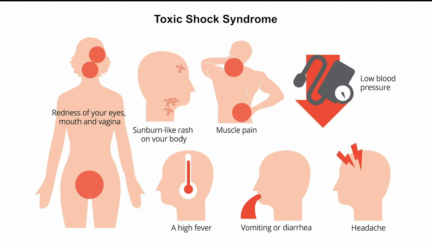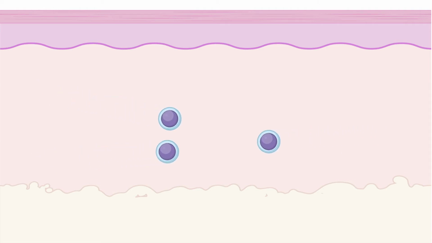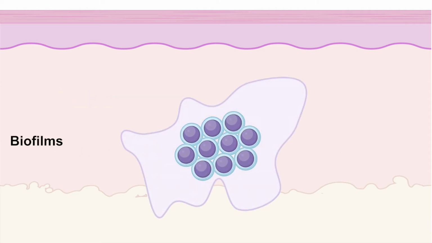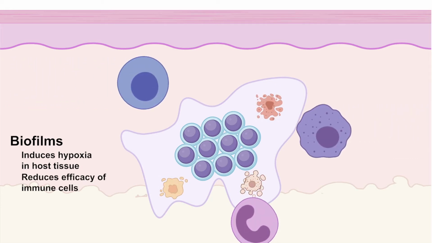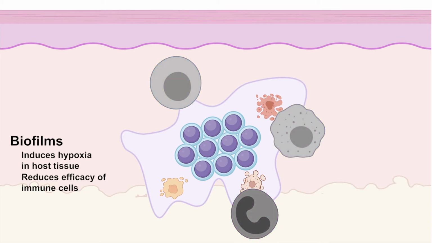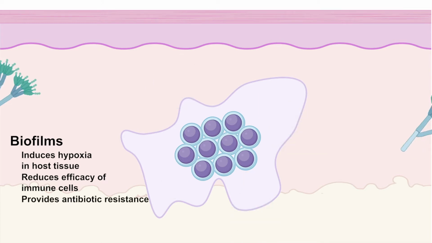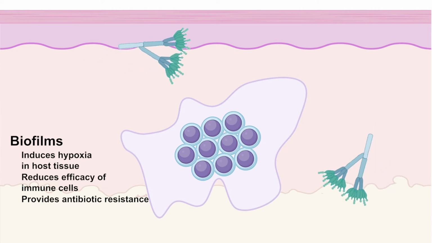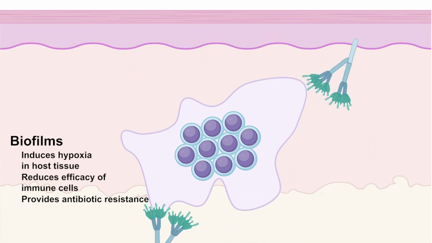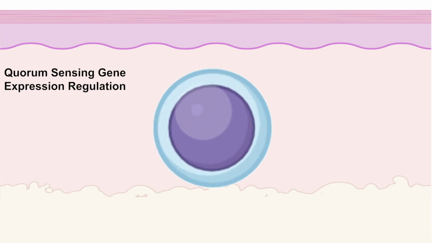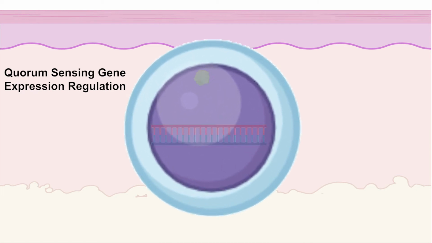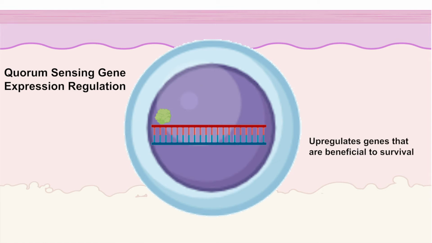the cytokine release. S. aureus colonies can also produce biofilms, and these have been shown to induce hypoxia in host tissue. This helps colonies grow, as it reduces the efficacy of oxygen-dependent immune cells. Biofilms also provide S. aureus with antibiotic resistance, because antibiotics struggle to penetrate the biofilm. It also has the ability to adapt to different environments and tissues, and responds to external stimuli by upregulating gene products that are beneficial to its survival.